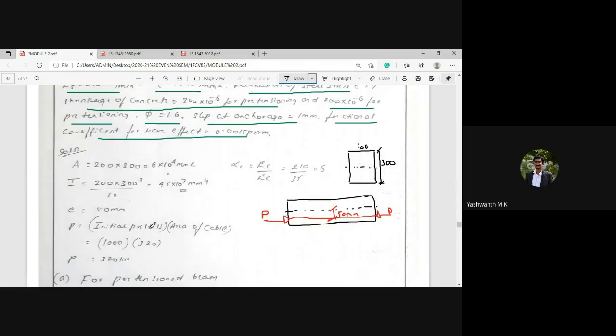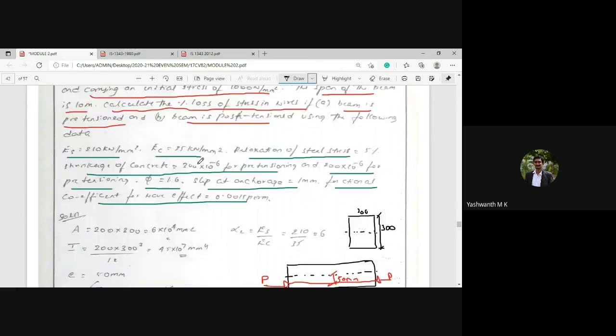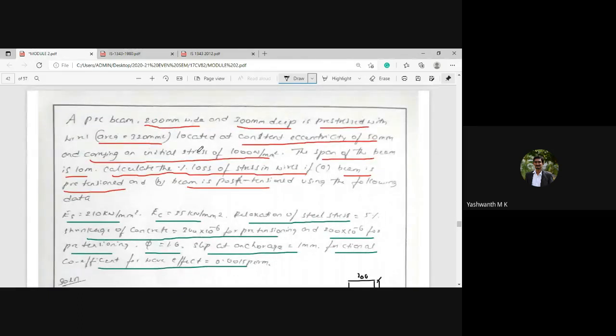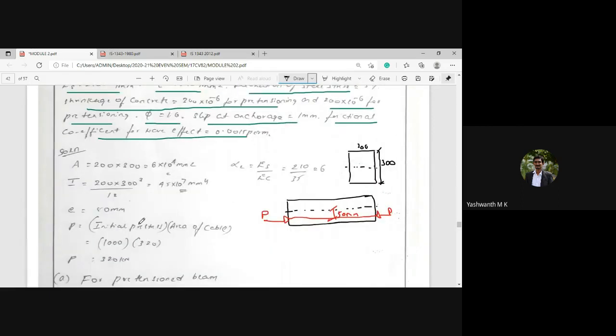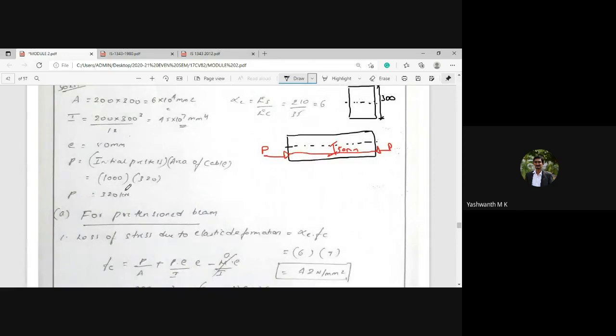Okay, so initial pre-stress is very much essential in the case of a loss of pre-stress. Next, in this particular problem, we require the pre-stressing force. But in this problem, they are not giving a pre-stressing force. Instead, they have given the initial stress in the steel, which is multiplied by the area of the cable. So the initial pre-stress in the steel is 1000 Newton per millimeter square, and the area of the cable is 320, which will give you 320 kilonewton.